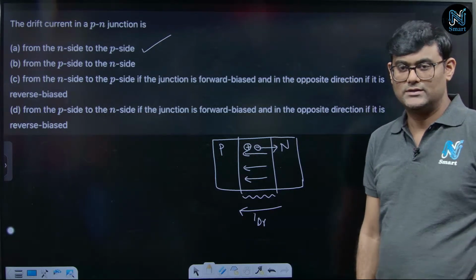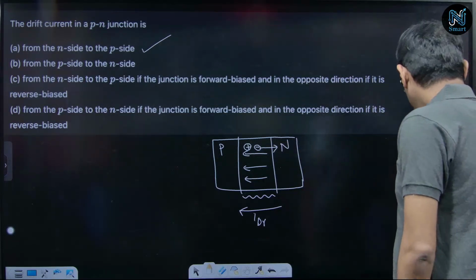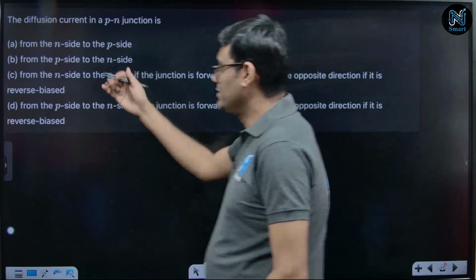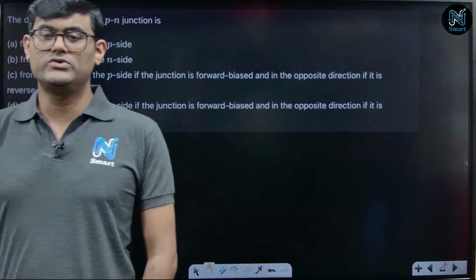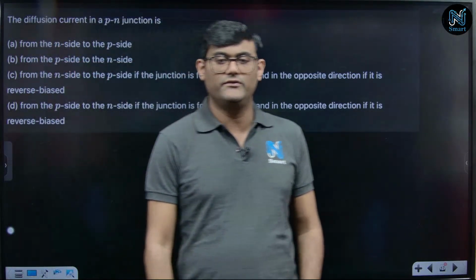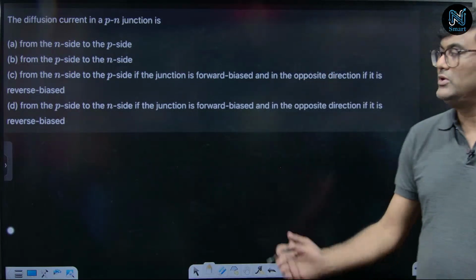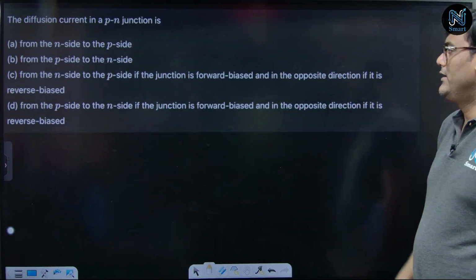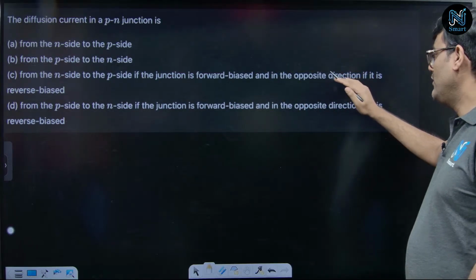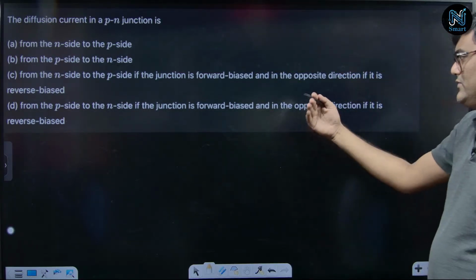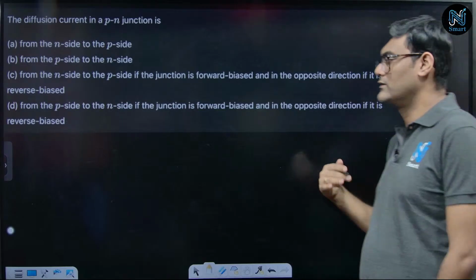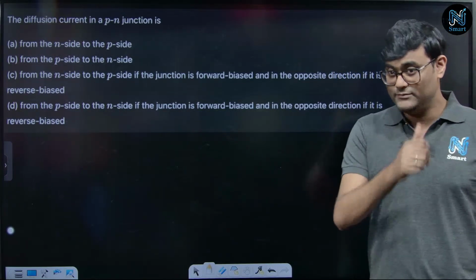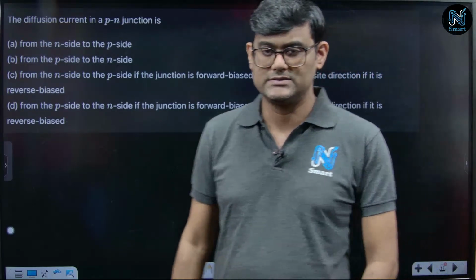Okay, students, let's forward the next question. The diffusion current. Now the same question, it is asking for the diffusion current from which direction to which direction that diffusion current flows. Option A says from N side to P side, option B says from P side to N side, option C from N side to P side if it is forward biased, and option D from P side to N side if the junction is forward biased. So what would be your answer for this particular question? Think for a moment and then tick the correct answer.